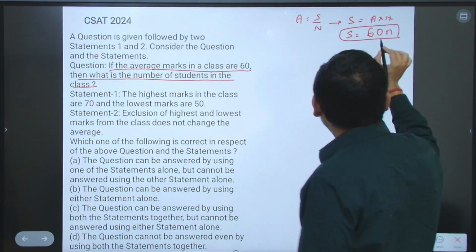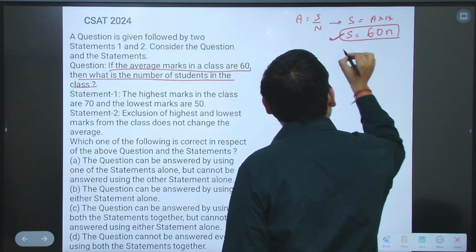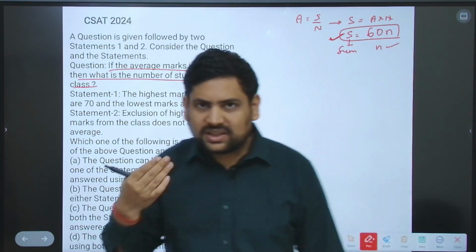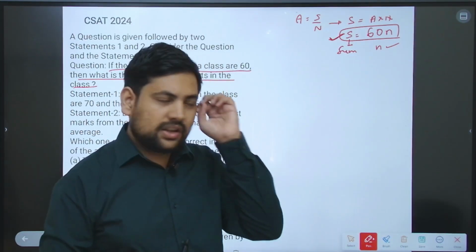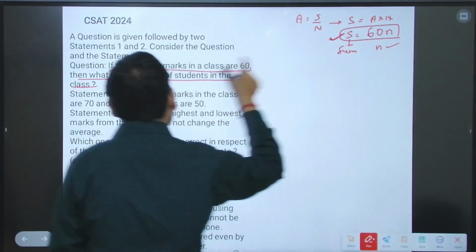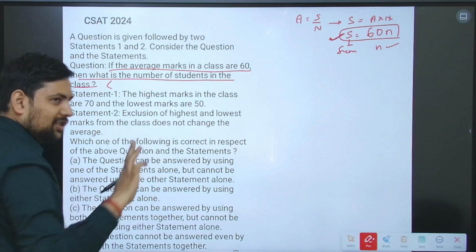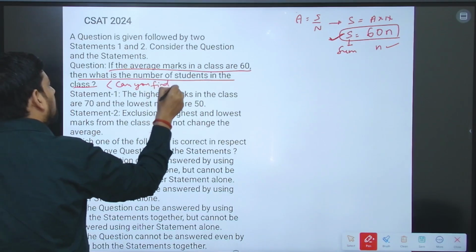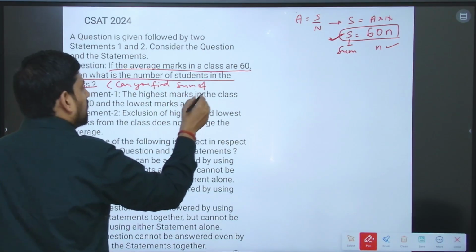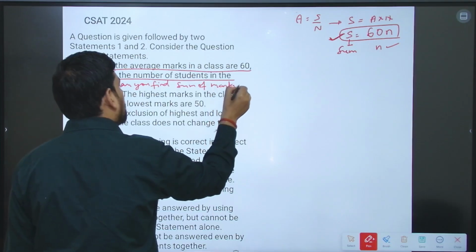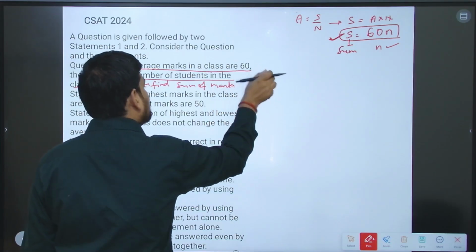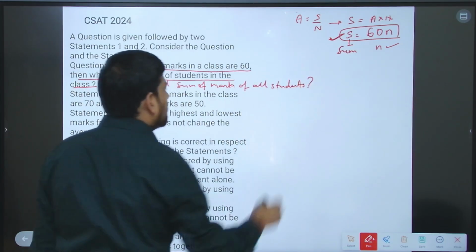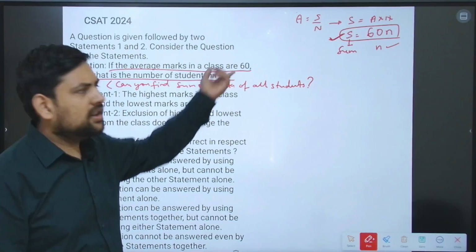Now if I somehow get to know the sum of them, then I can find n. Correct? Sum by 60 will give me n. This you understand? So basically to find n, it is asking you, not given in the question, but you understand this, can you find the sum of marks of all students? This is the real question. If you can find this, then of course you can tell the number.